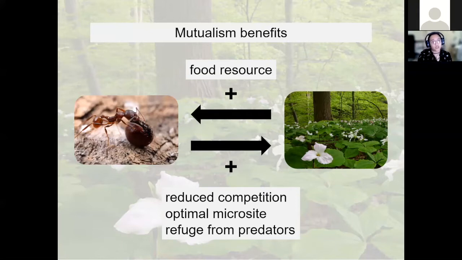Seeds might also be placed in optimal microsites. A lot of folks study whether the nutrition in the soil surrounding an ant nest is higher, which could benefit the seeds. And finally, when the ants bring the seeds back into their nests, a lot of times that acts as a sort of protection from seed predators. So those seeds can eventually successfully germinate because they avoid threats like rodents and other organisms that might eat them.